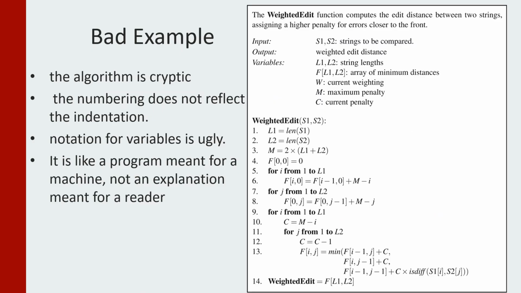Here's a bad example that's a little bit longer than what we've seen before. So this is something called weighted edit. So the algorithm is called weighted edit. It takes an input, it has an output, and one thing that's actually kind of nice here is that the variables that are used are listed. But if you start looking at the description down here, it's not really super clear what's going on.